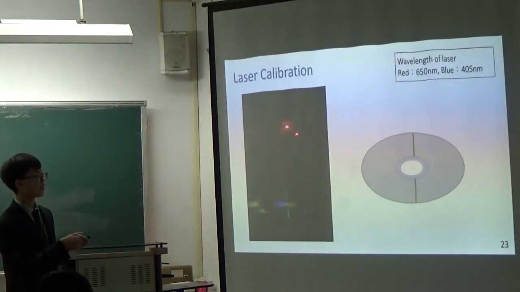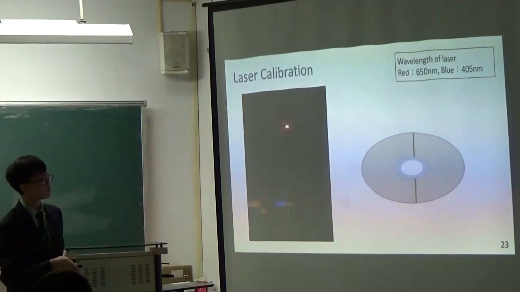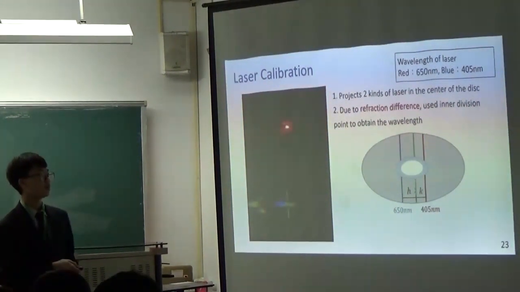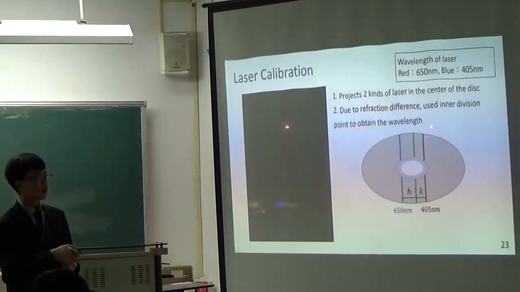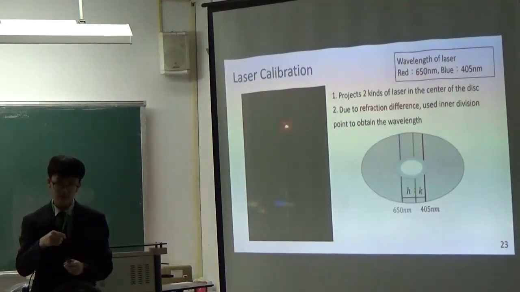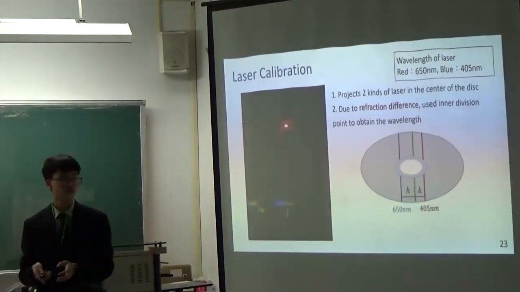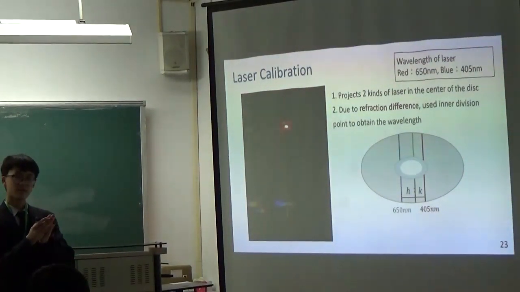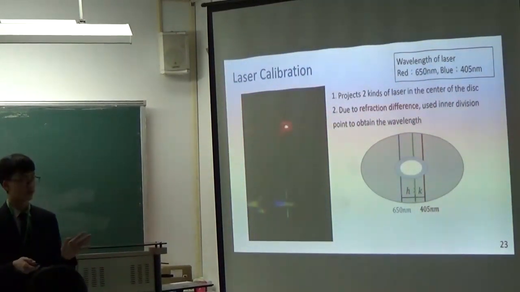We use a laser to shine on the disk, and we found out that we project two kinds of laser on the disk and find out that there will be two lines. Because of the refraction of the prism, the coefficient will be different, so the position of the light changed by the prism will be different as well.